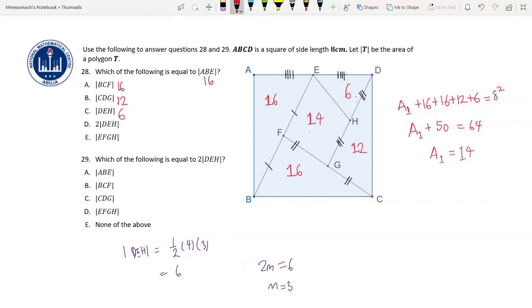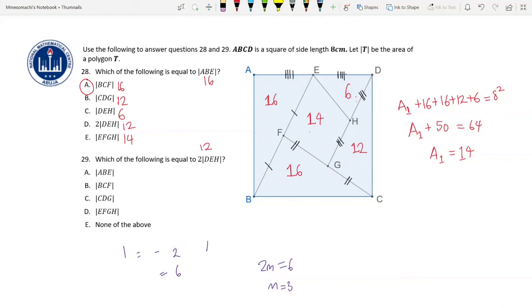So now I've gotten all this. So we can quickly put, 2 times DEH, this is 12, and EFGH is 14. So now we see that the answer to 28 is A. Okay, now they say which of the following is equal to 2 times DEH. So now what is DEH? Is 6. 2 times 6 is 12.